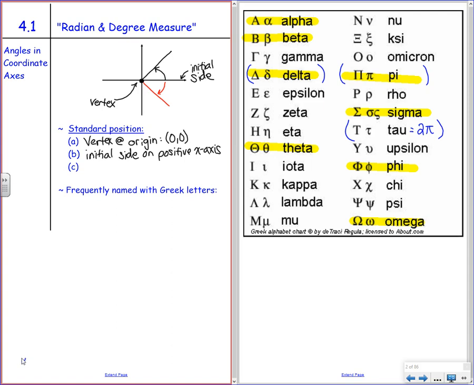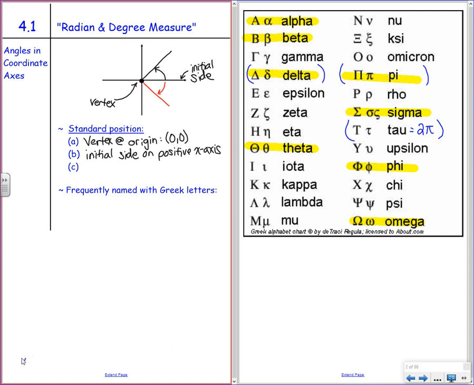Now, this is called standard position. There are other ways of doing angles. There's something called a compass bearing, which says we don't want to start at the positive x, which would be due east. We want to start due north and measure clockwise. So there are other ways of measuring, but this is standard position. In a math class, this is almost always how angles are measured, and they have to say if it's not.